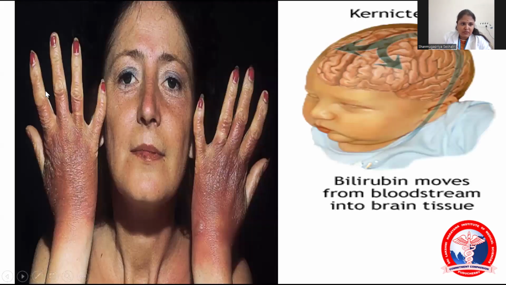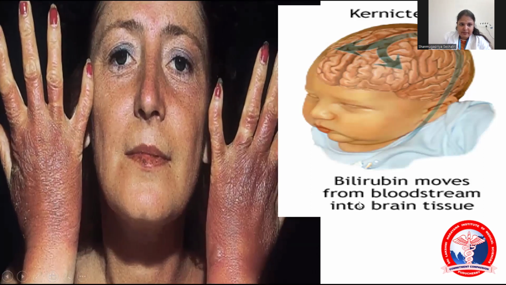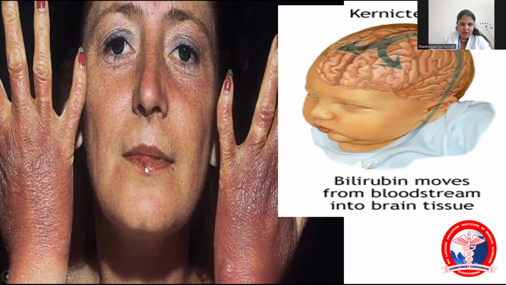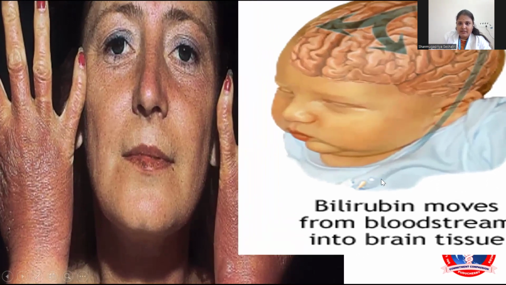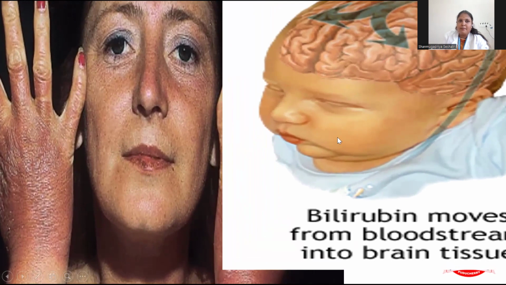See, this is one picture of Stevens-Johnson syndrome. You can see the discoloration of the skin as well as around her nose and a little on the lips. See, discoloration around the lips, on the lips. And this is the picture of kernicterus, that is inflammation of brain in the premature baby.